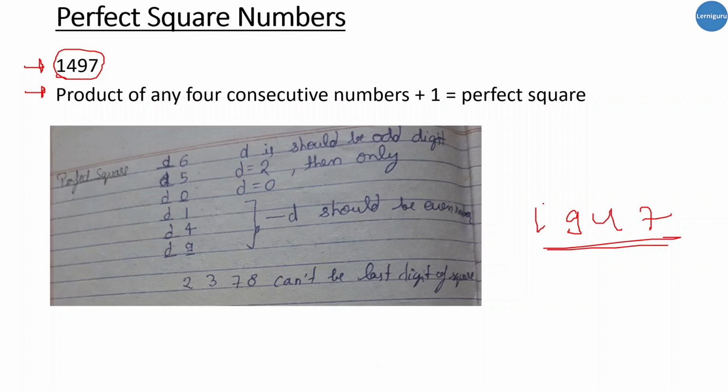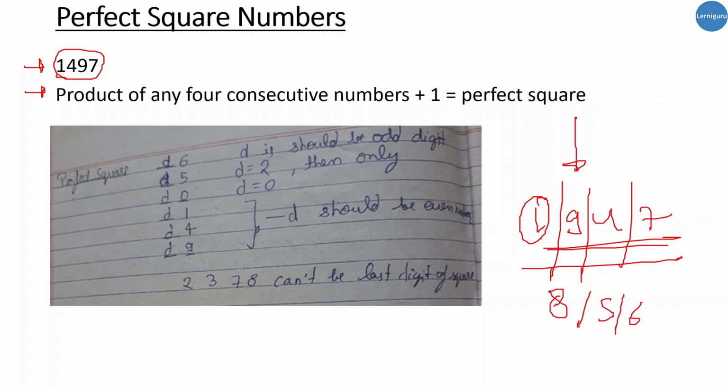So what it means? Take any perfect square number. The digital root of that number will be either 1, 9, 4, or 7. If there is a perfect square number, then its digital root must be among 1, 9, 4, 7. The digital root of any perfect square number cannot be 8, 5, 6, or any other digit except 1, 9, 4, 7. But vice versa is not true.